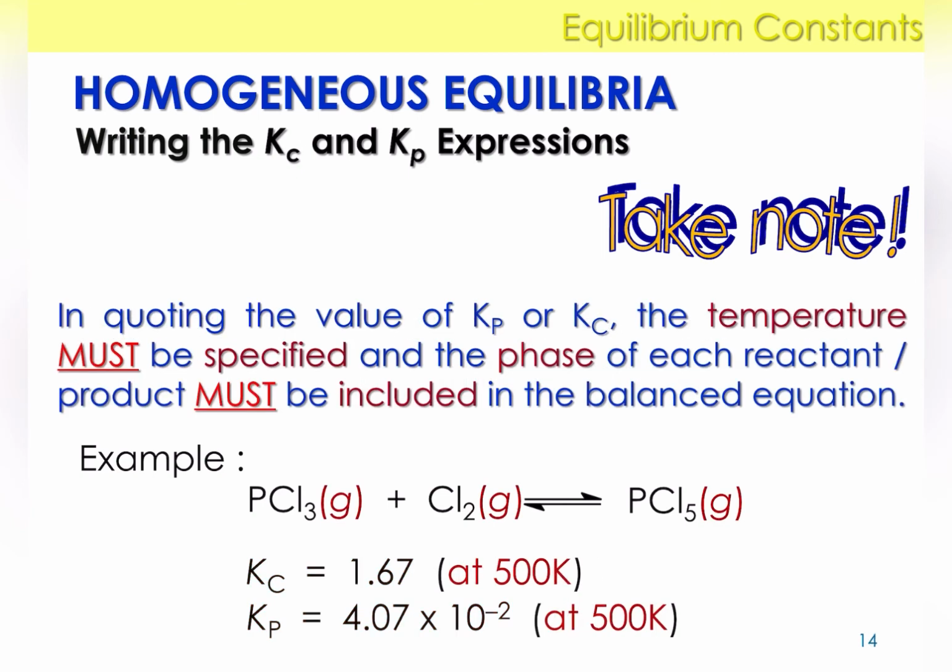The second one, when you are quoting the value of Kp and Kc, you have to take note that the temperature must be specified beside the value of Kc and Kp. And of course, when you write the equation, you have to put the phase for all species in your equation. For example, I got PCl3, I put the phase here, gas. And same goes for Cl2 and PCl5. And after that, I indicate the temperature for Kc and Kp beside it. So make sure you follow this second requirement in writing the Kc and Kp expression.